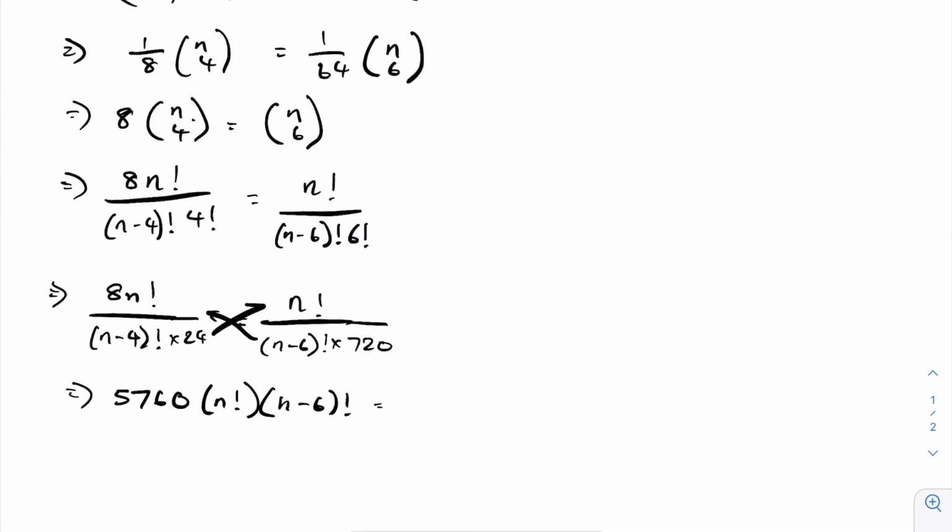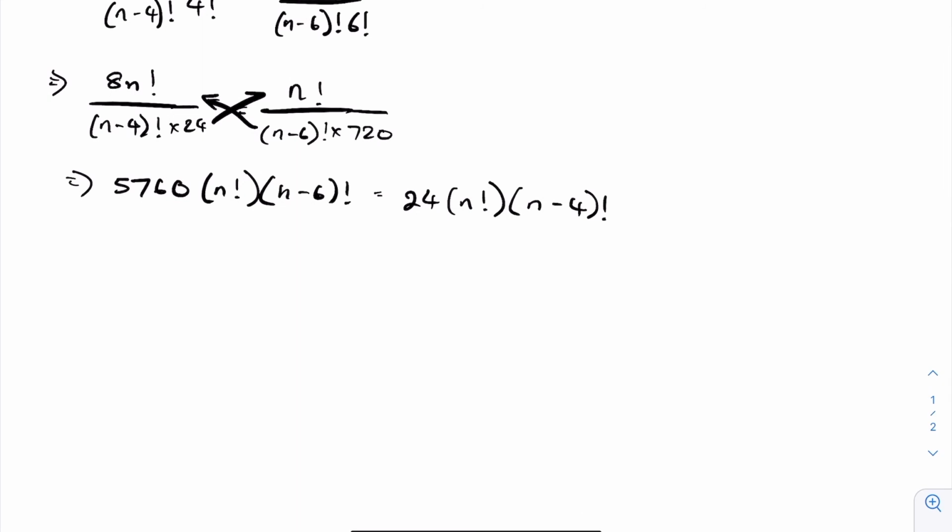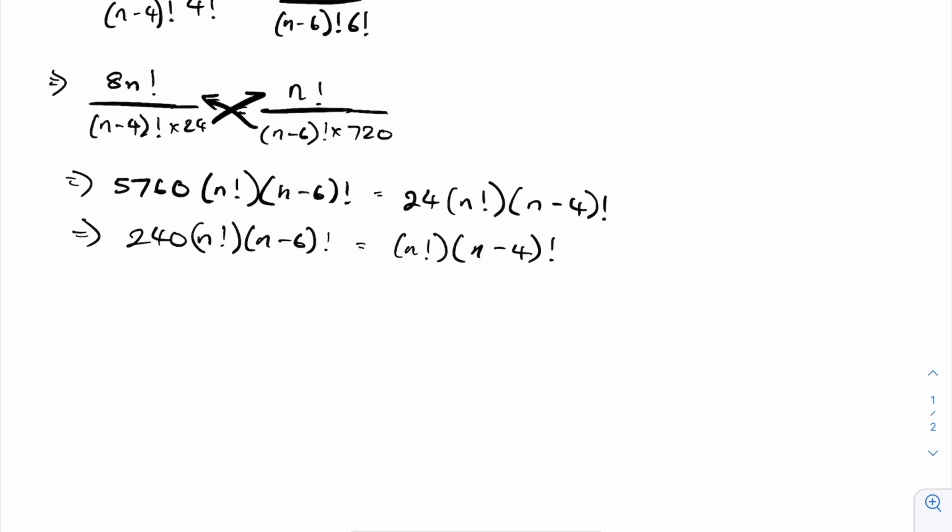and then we multiply this way. So we multiplied this way already. Now something to multiply the other way. 24 times n factorial times n minus 4 factorial. Well, we can pretty much cancel out 5760 with 24 because 5760 is 240 times 24. So we have 240 times n factorial over n minus 4 factorial, which is equal to n factorial over n minus 6 factorial. And then we can get rid of the n factorials because they're on both sides of the equation. So we have 240 times n minus 6 factorial, which is equal to n minus 4 factorial.